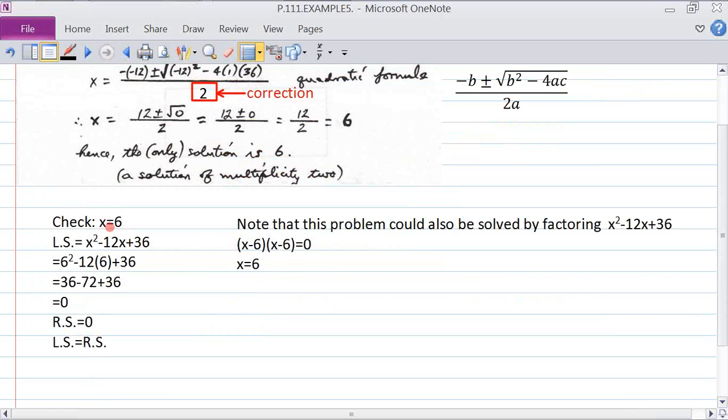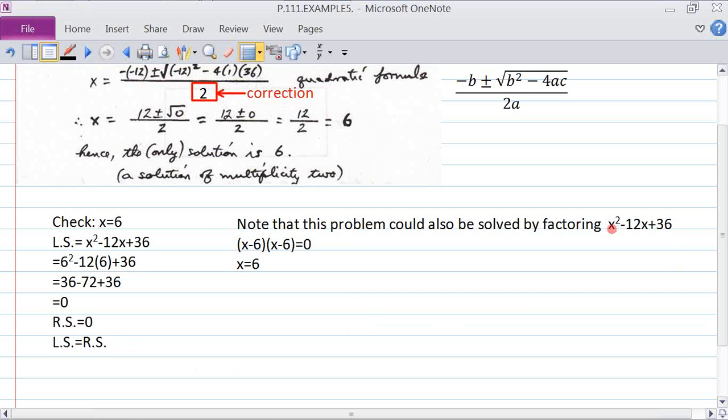So when we check x equals 6 in the original equation, 6 squared minus 12 times 6 plus 36. 6 squared is 36. 12 times 6 is 72, and there's a minus there, plus 36. So 36 plus 36 is 72, minus 72 is 0. The right side is 0, and the left side equals the right side. So we check the solution.